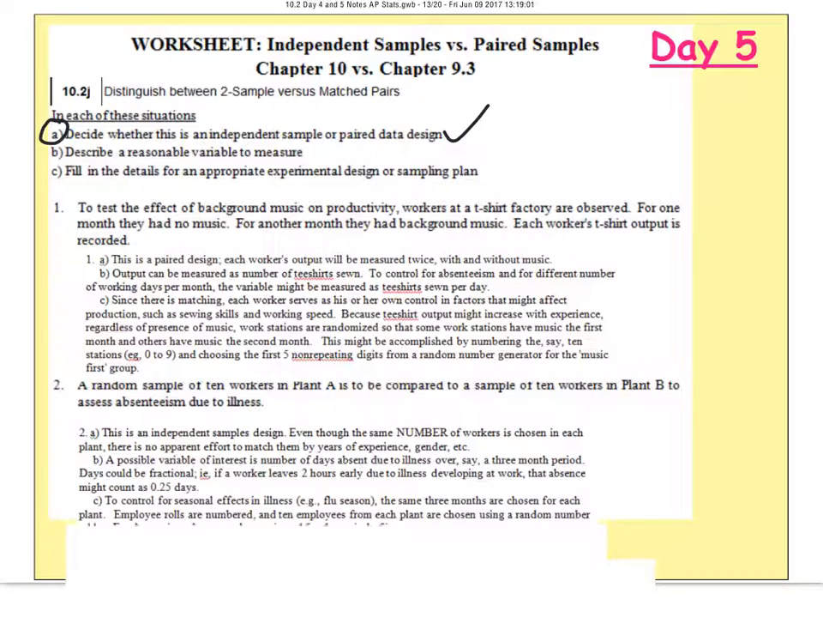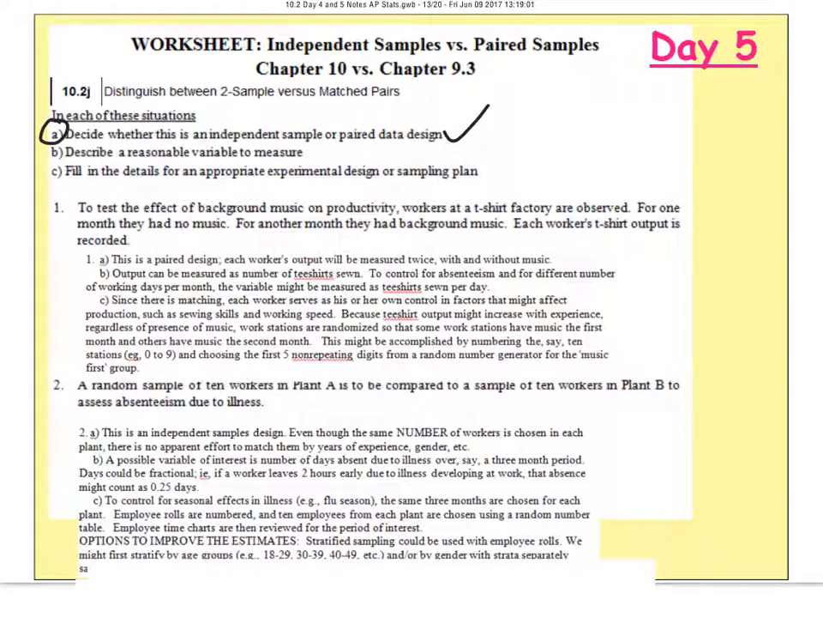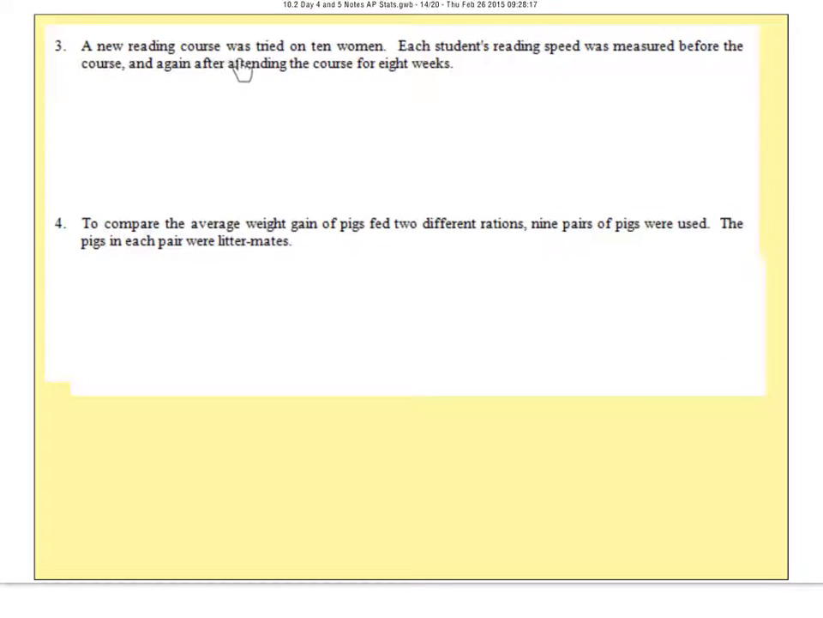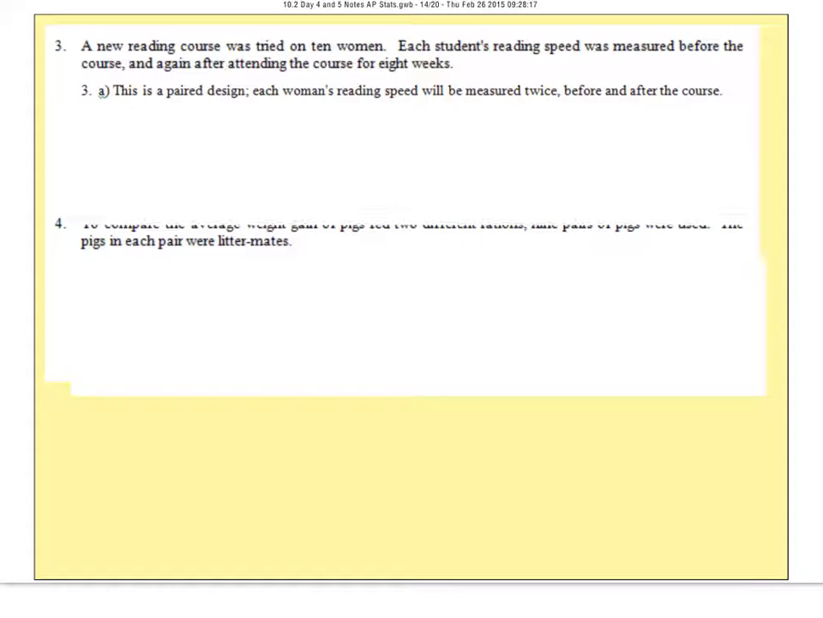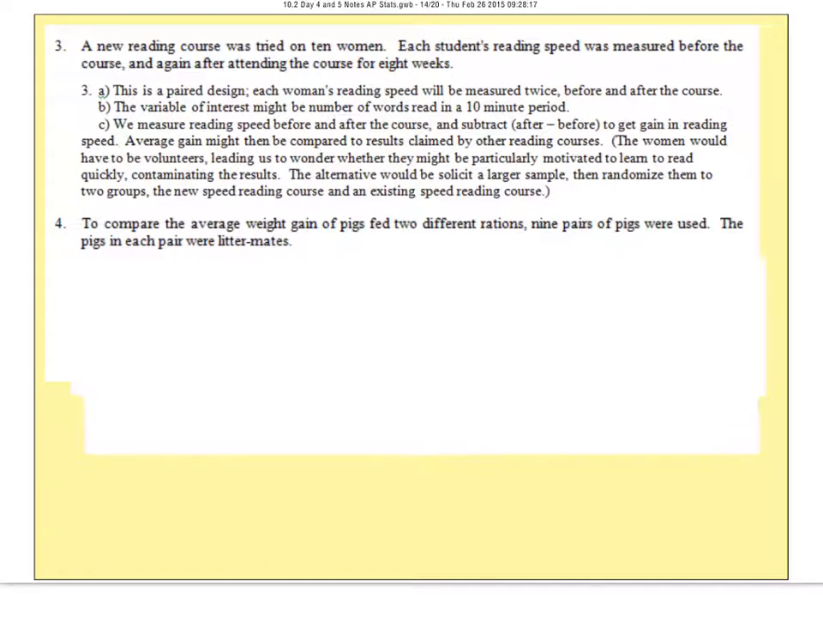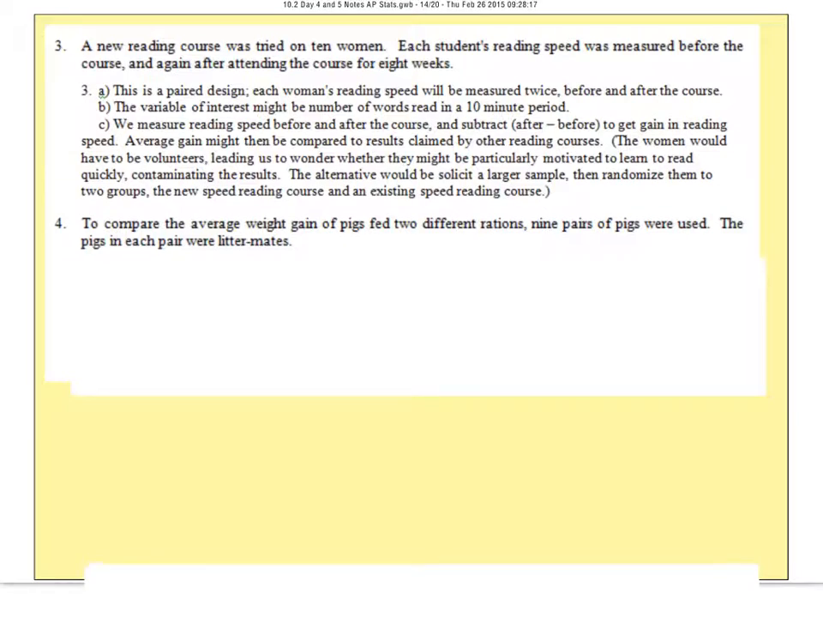For B and C, here's the relevant information of how you might set up this actual experiment to have it be carried out. Number 3, a new reading course was tried on 10 women. Each student's reading speed was measured before the course and again after attending the course for 8 weeks. Is this 2 samples or matched pairs? In this case, this is a paired design. Each woman's reading speed will be measured twice, before and after the course. More information on what's being measured and how to set up the studies is in B and C.